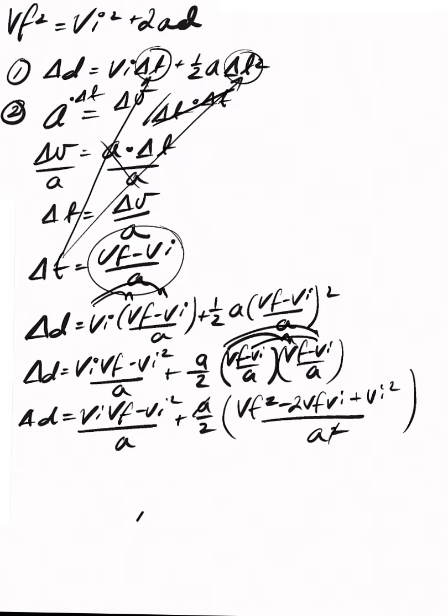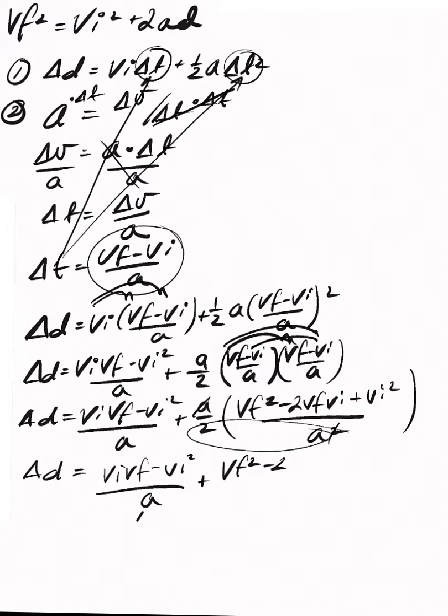One of these A's cancels out those two A's, so now we're left with just A. I'll just clean it up a little bit: Vi Vf minus Vi squared over A plus, and we're just going to multiply the denominators and numerators, and we get Vf squared minus 2 Vf Vi plus Vi squared over 2A.